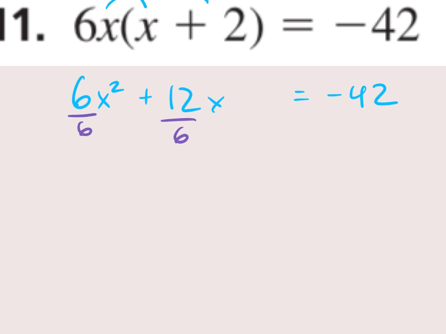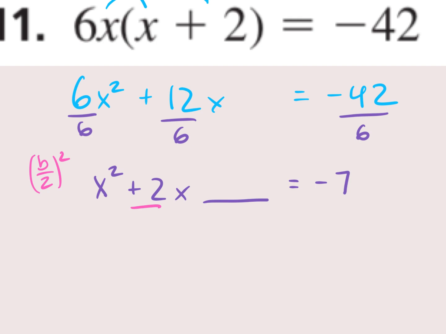So when we have a leading coefficient that's not 1, it's going to make completing the square a lot harder. So if you have a GCF, take out the GCF. So we're left with x² + 2x. I'm going to leave a space to complete the square. What's negative 42 divided by 6? Negative 7. All right, what's the little formula that we use to complete the square? (b/2)². And what's the b here? 2. So (2/2)². What's 2 over 2? 1. And what's 1 squared? 1. So I'm adding 1 on the left side.